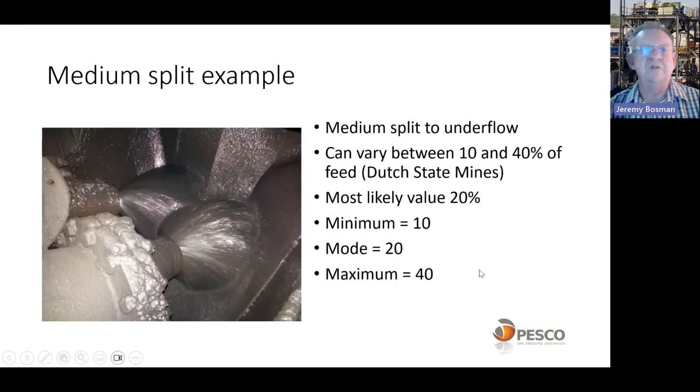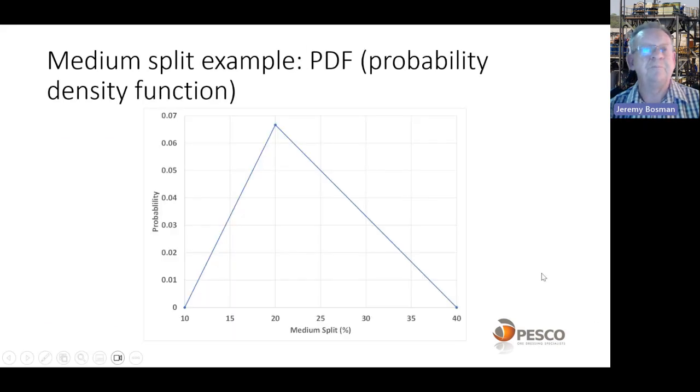We use a medium split example. The medium split to the underflow of a dense medium cyclone. And on the left-hand side, you've got a photograph. You can see the medium coming over the spigot. So it can vary between 10 and 40% of the feed if we look at the data mined values. And the most likely value is 20%. So in this case, we define the minimum as 10, the mode is 20, and the maximum is 40. There's a probability density function that we have now created. So on the x-axis, your minimum is 10.